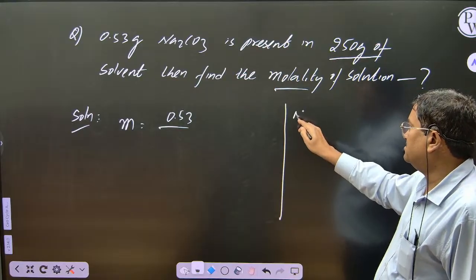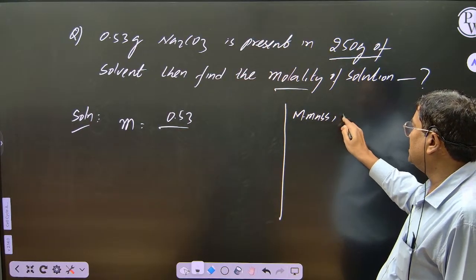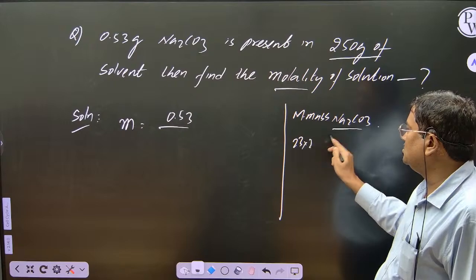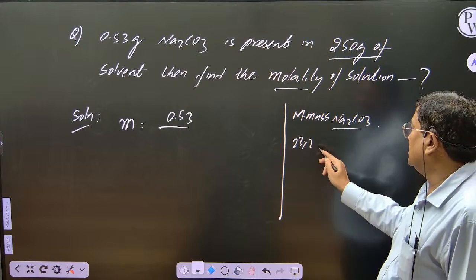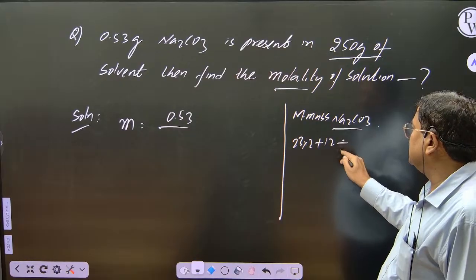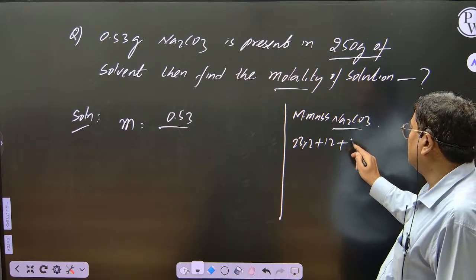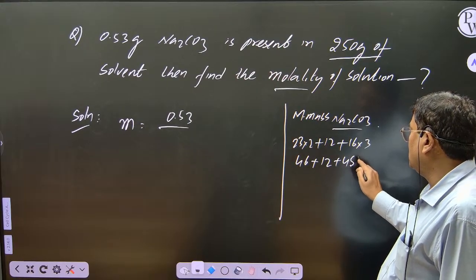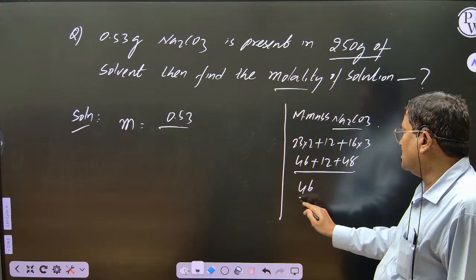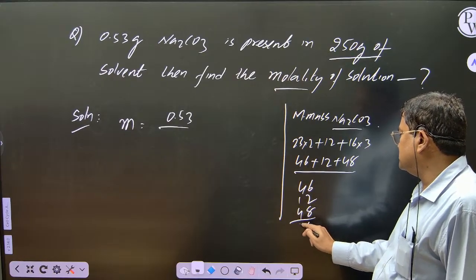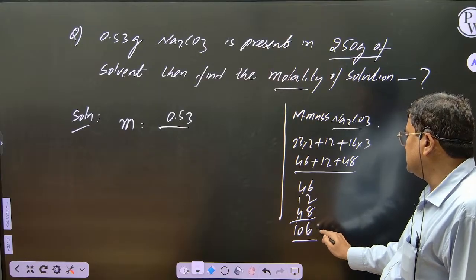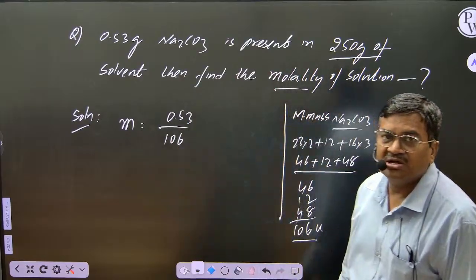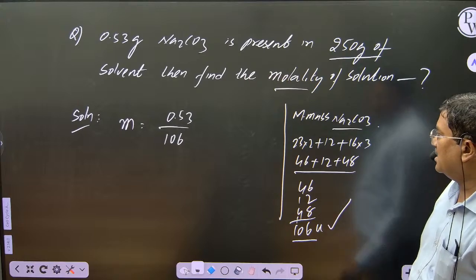So tell me, what will be the molar mass of sodium carbonate? You have to be thorough with atomic masses. Sodium atomic mass is 23, 23 into 2 is 46, plus carbon 12, plus oxygen 16 into 3 is 48. So 46 plus 12 plus 48. When you add this, how much do you get? Check, is it coming 106 or not? So the molar mass of sodium carbonate is 106.